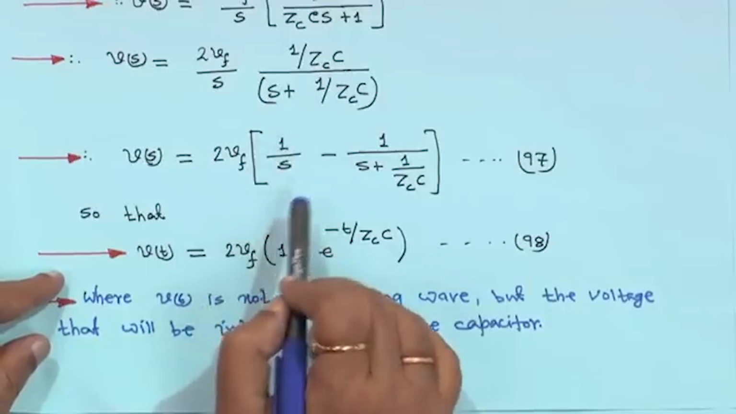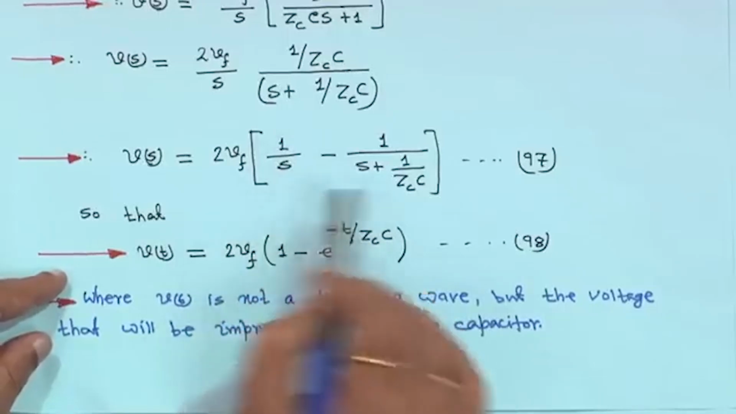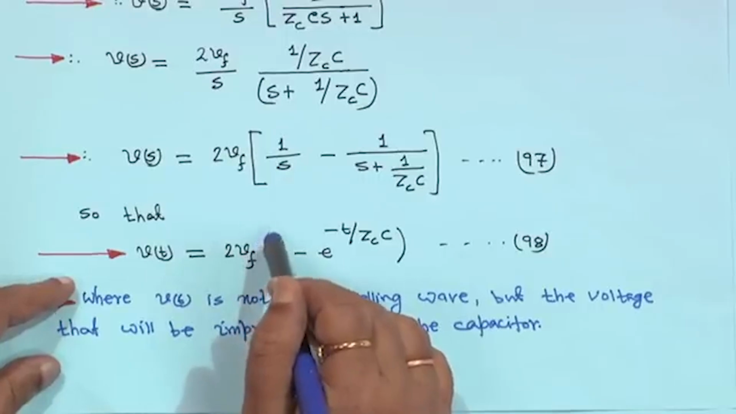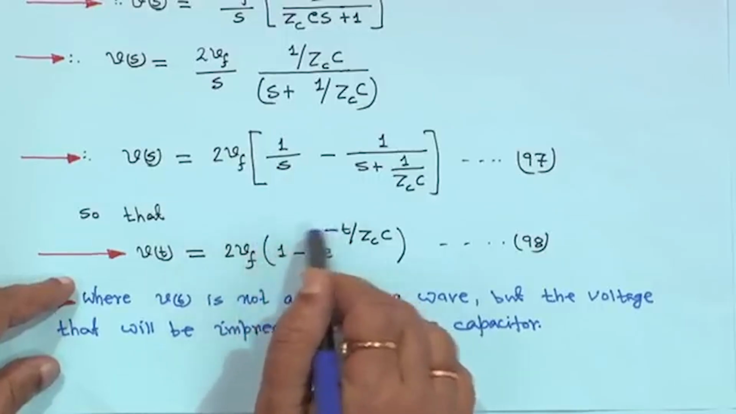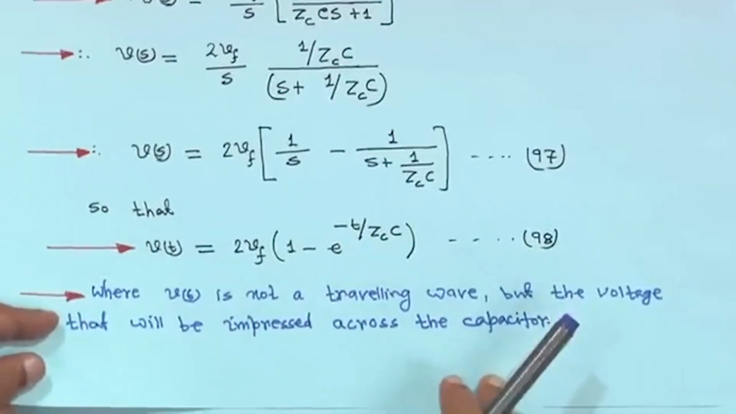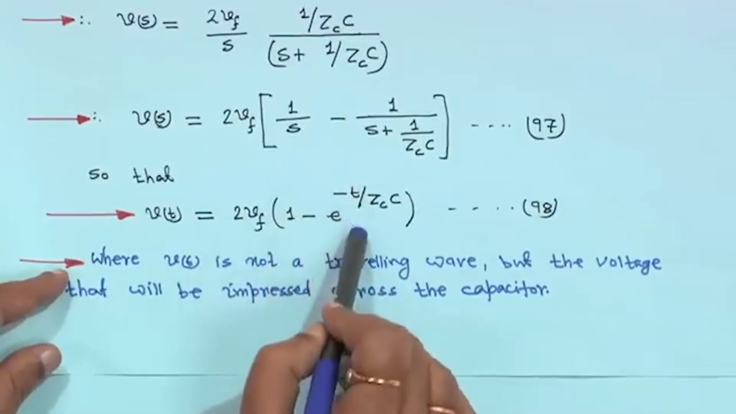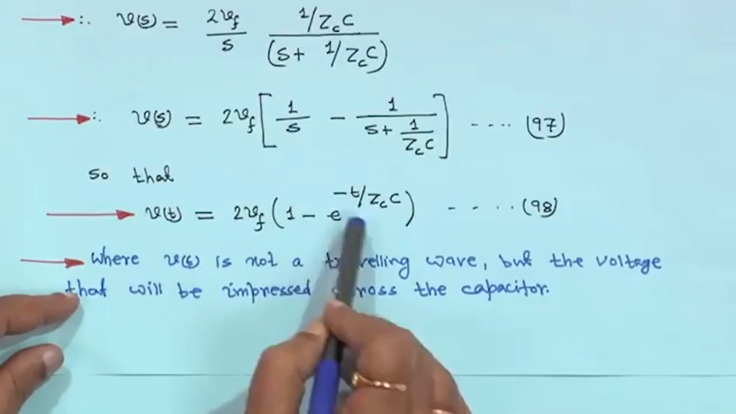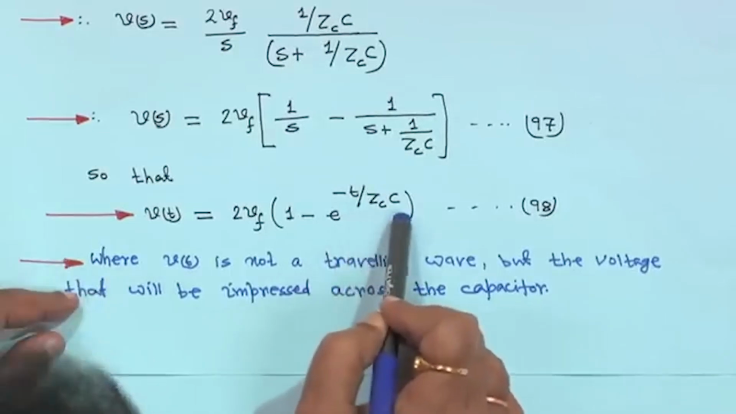You can make it A upon S plus B upon S plus A, the way it is given, suppose 1 upon S into S plus A. After that you can compute A and B. So, if you take the inverse Laplace transform, Vt will be 2Vf into 1 minus e to the power minus t divided by Zc into C.